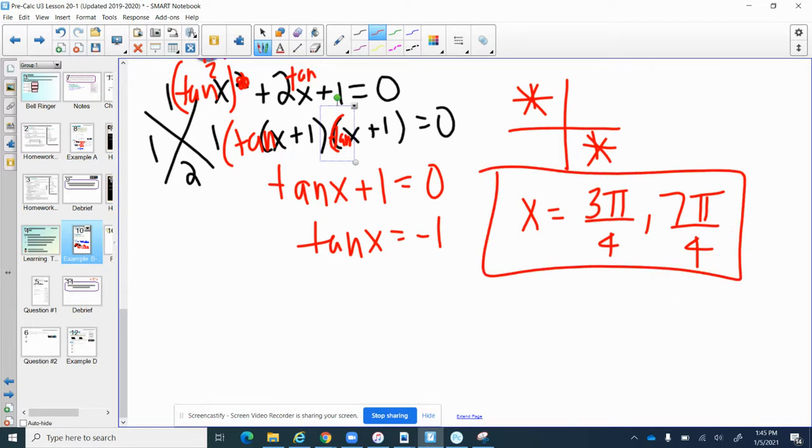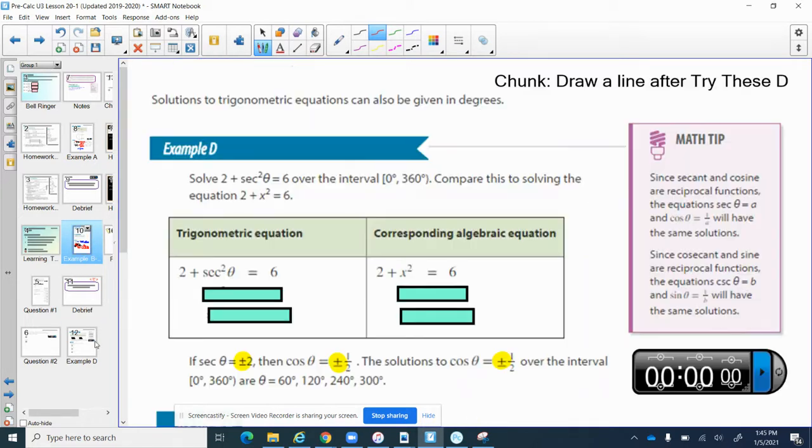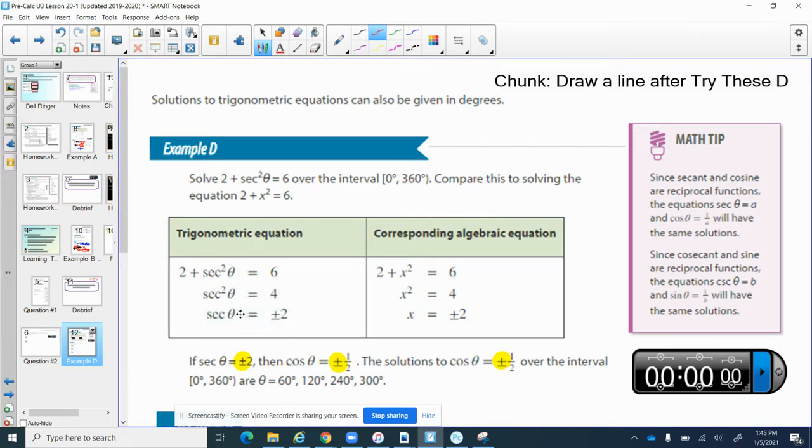Now, there are also some other examples to solve, again, going back to looking at algebra. Notice this one is using a secant. Again, think of this like we would be solving our normal algebra problem with just an x. Notice when we take that square root, it became plus or minus. Same thing with the secant squared. Subtract the 2 and take the square root. We're looking where does secant of theta equal plus or minus 2.